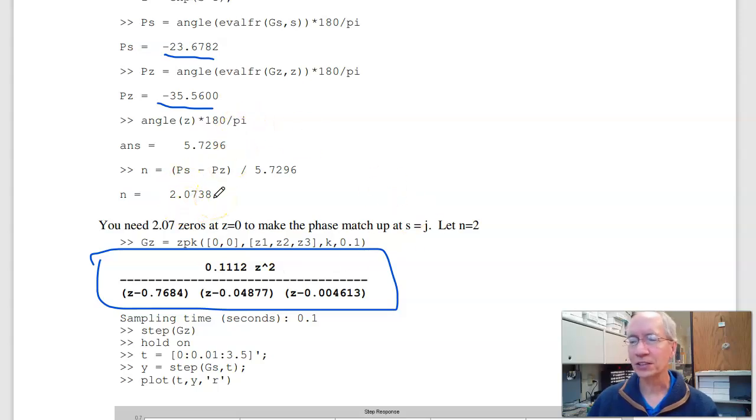I can't do fractions. No points off if you don't put that term in there, but it's a better model if you do. And better models give you better responses or better results when you design your feedback controllers.